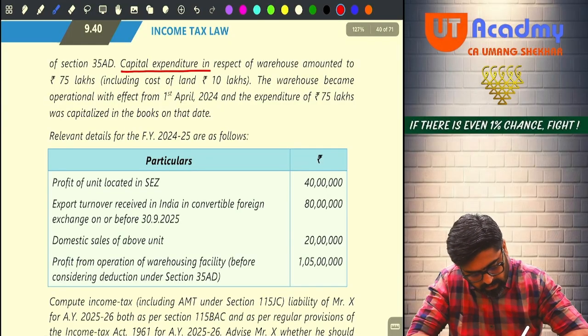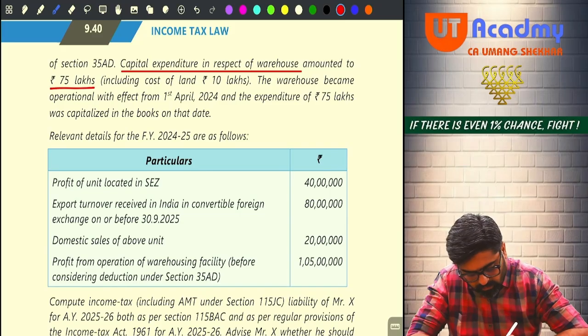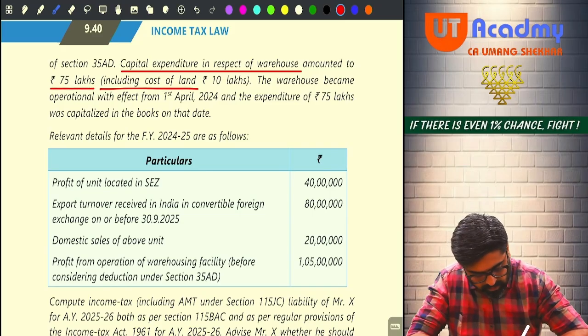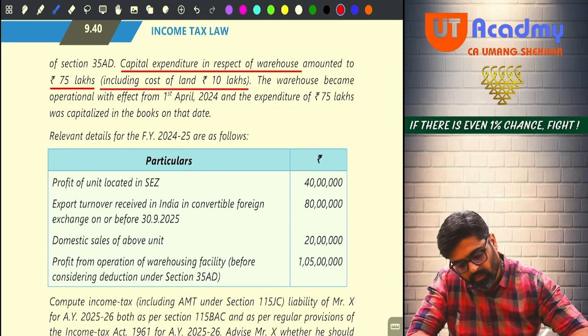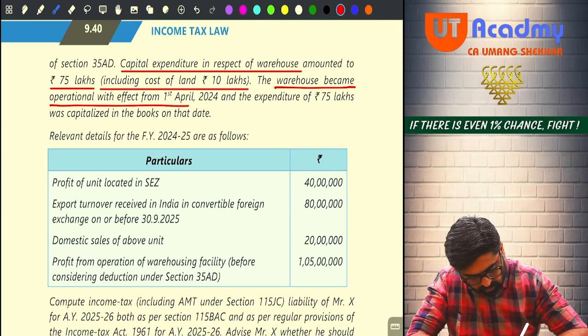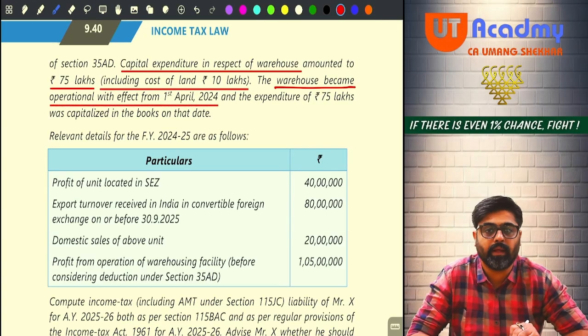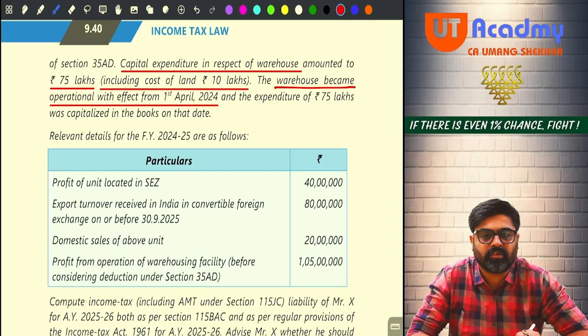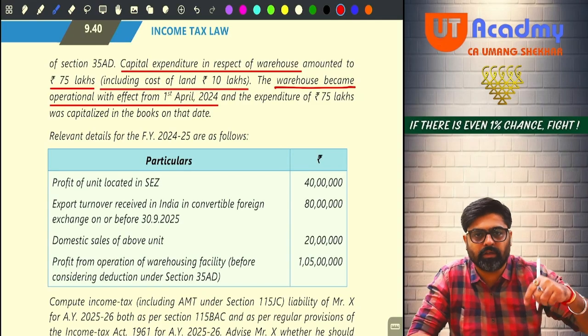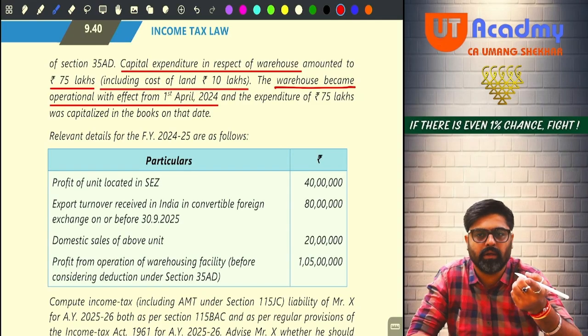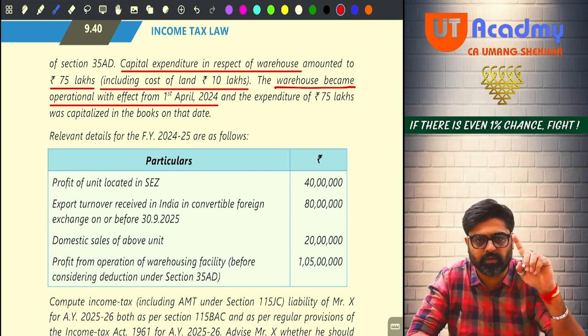Capital expenditure in respect of the warehouse amounted to rupees 75 lakhs, including cost of land of 10 lakh rupees. The warehouse became operational with effect from 1st April 2024, meaning the operations of the specified business you have started in this year only. It was set up in the last year, but you started the operations from this year. So this is the first year of your warehousing business.